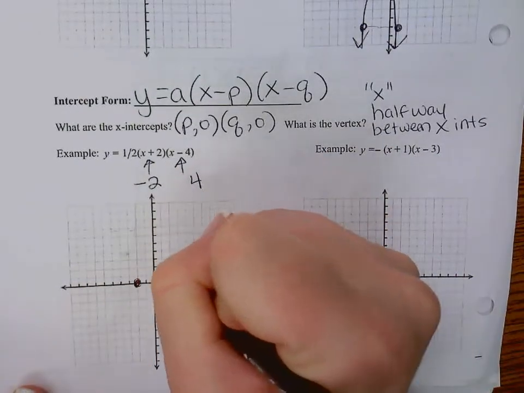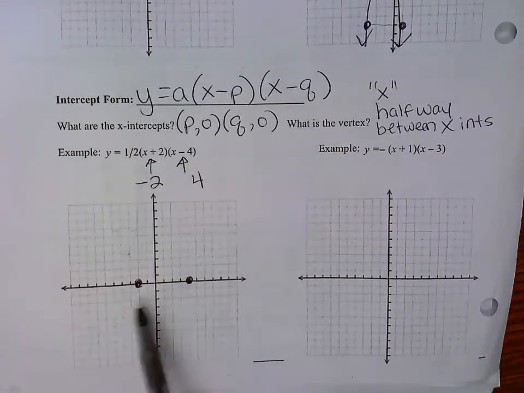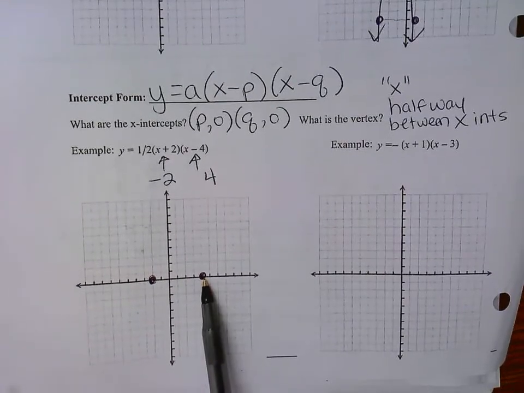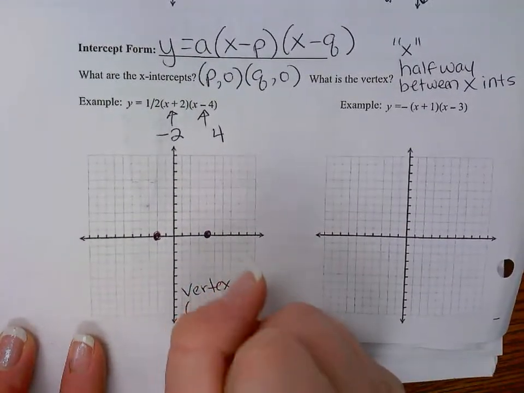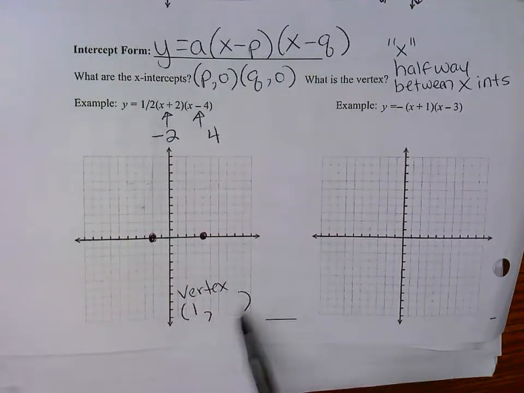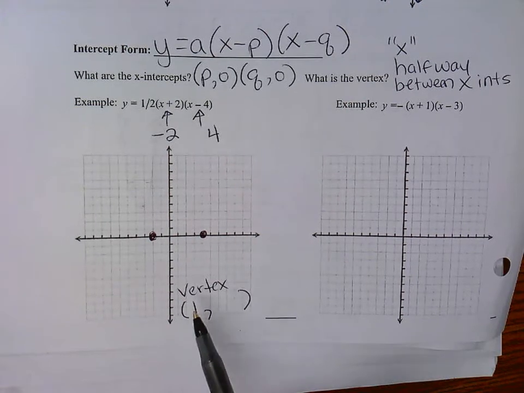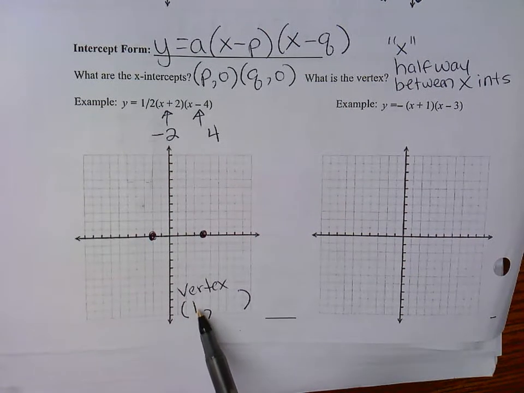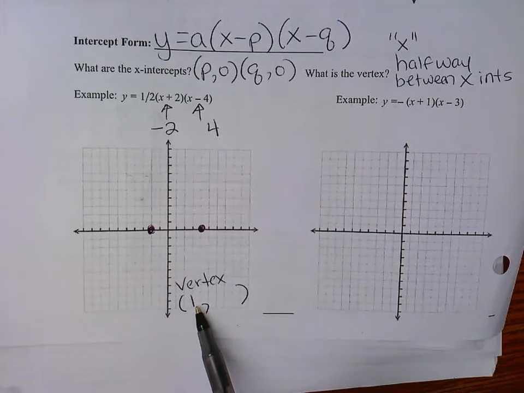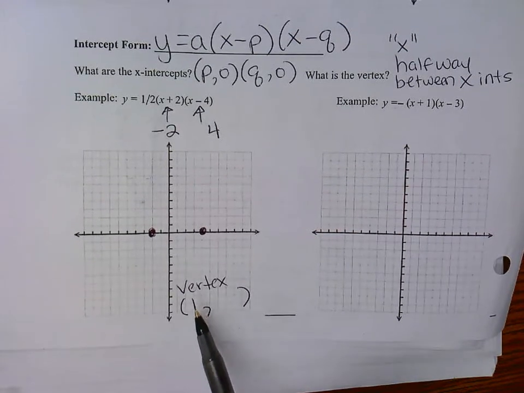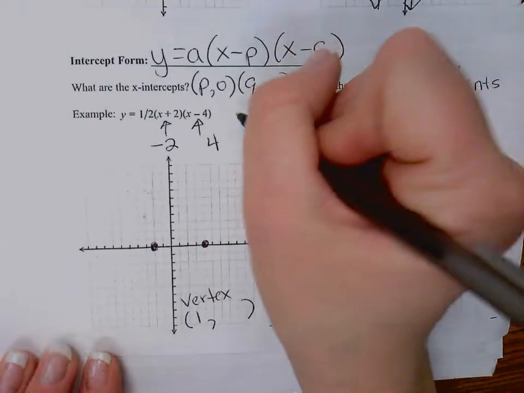1, 2, 3, 4. So what's halfway in between those two values? I know it's going to go concave up, but what's halfway between -2 and +4? Yep, so the vertex is at (1, something). So if I know an x value, how do I find the y value of the vertex? If I know x, what do I do with the x value? Just like in standard form. Plug it in. So once you know x, you can plug x into the original function just like in standard form and find y.